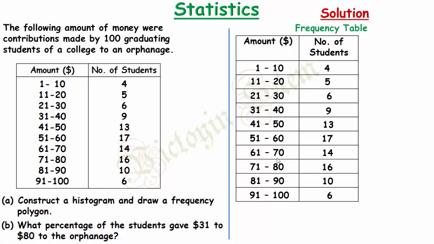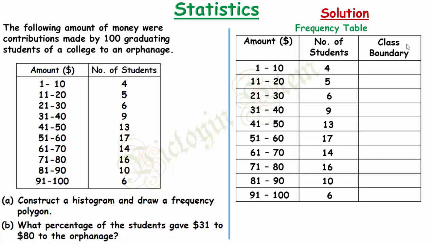And then we can go on and on until we get to the last value here. 91 signifies the lower class limit of the 10th class. 100 signifies the upper class limit of the 10th class. And then we have the number of students that gave the amount of money shown under the first column. So I'll create another column and I'll give it a name, class boundary, because histogram is a graph of frequency on the vertical axis and then the class boundary on the horizontal axis.